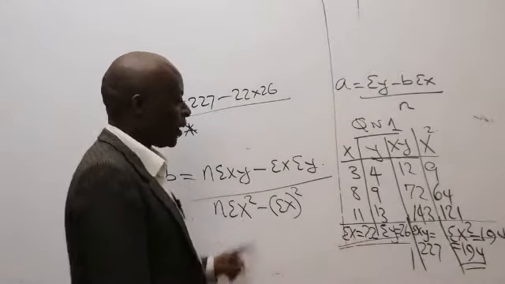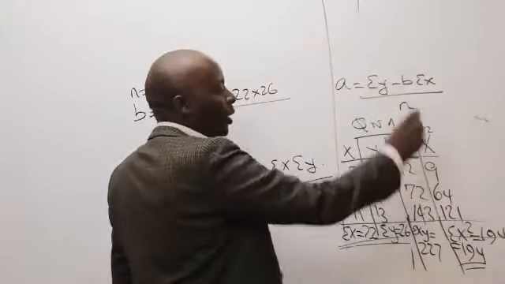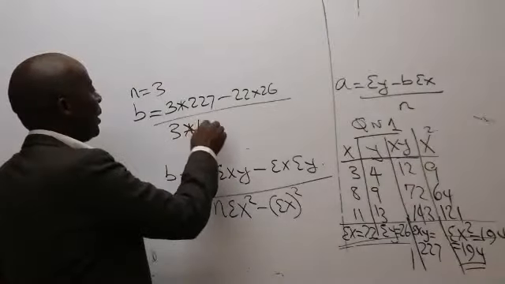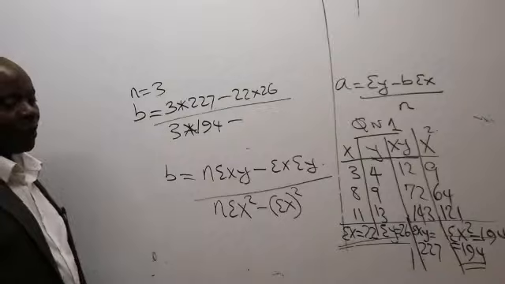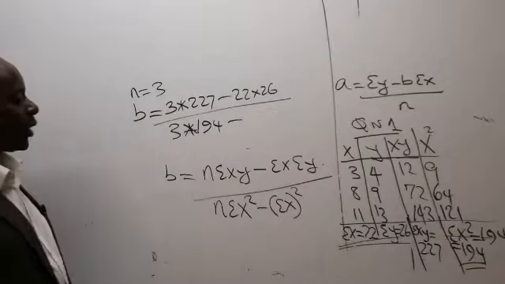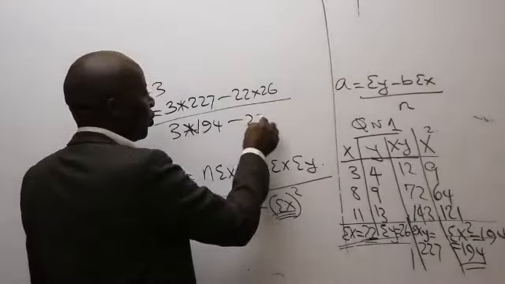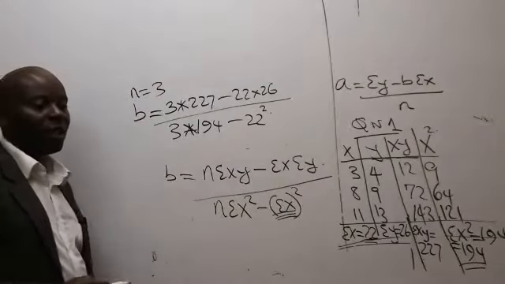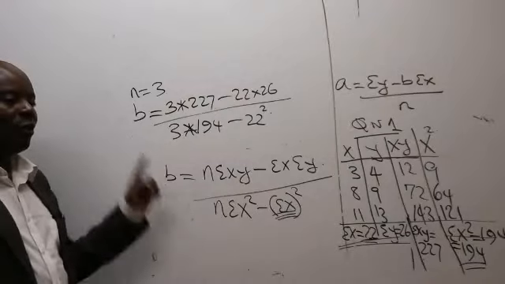Sigma x squared, you already have it somewhere here. You took individual values of x, you squared them, and then you added them up. So this one gives us 194, minus, in brackets, sigma x, which is 22, squared. Now here you are going to be quite easy and accurate in terms of how you get your numerator and denominator values.